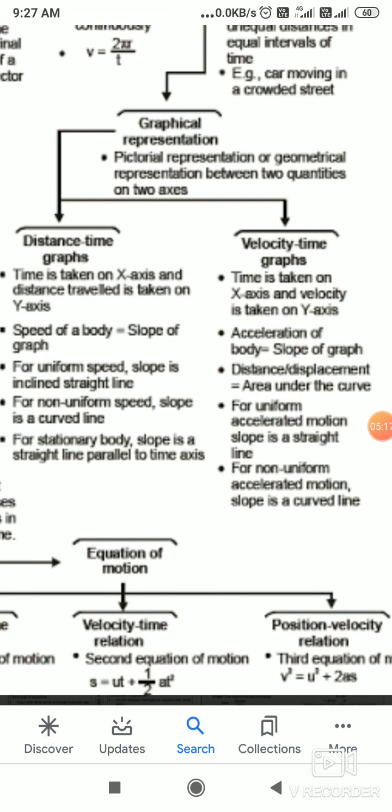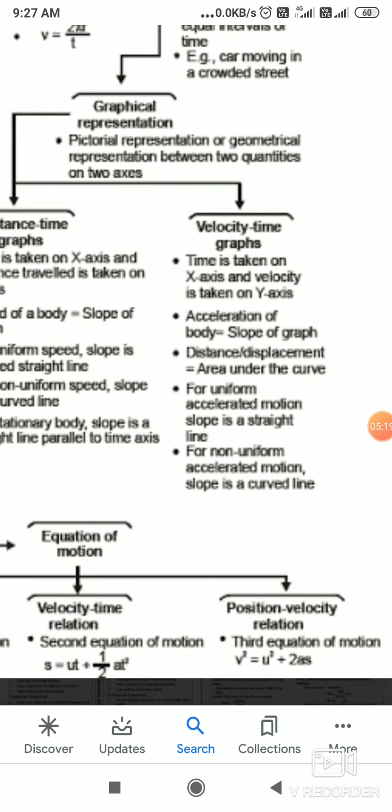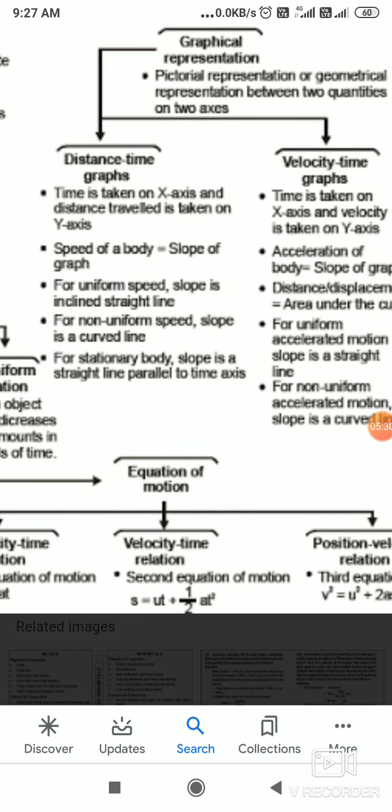Velocity-time graph. Time is on the x-axis, velocity on the y-axis. The slope will give you the acceleration, and the area under the curve gives the distance or displacement. For uniform acceleration, the graph is a straight line, and a curve if it is non-uniform.